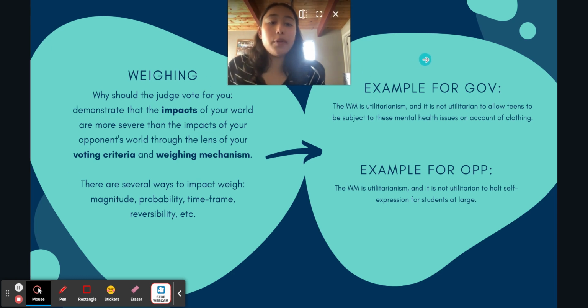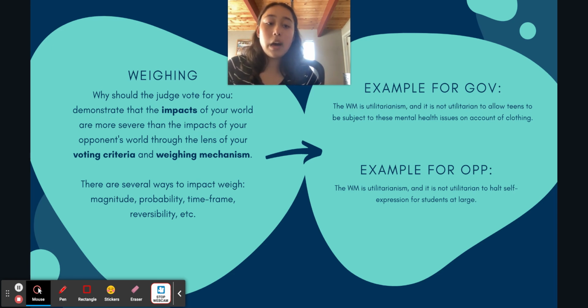So, here's an example for the government team. Our weighing mechanism today is utilitarianism, and it is not at all utilitarian to allow teens to be subject to these mental health issues on account of clothing of all things. Therefore, when we're looking at the weighing mechanism, our policy does the most good for the most amount of people because we are ensuring that we get rid of these mental health issues, and we are also doing the most for our voting criteria because we are doing the most to benefit public school students.